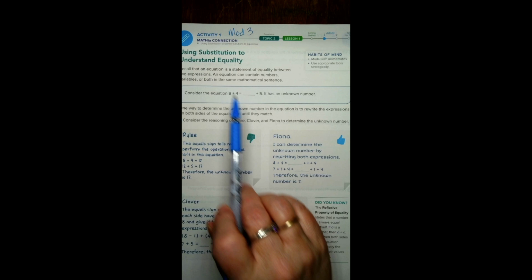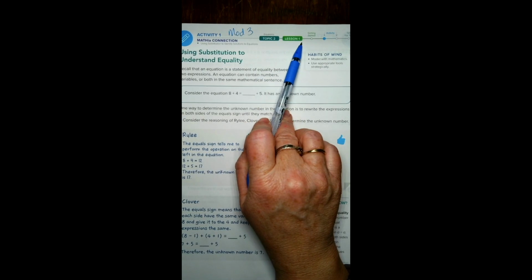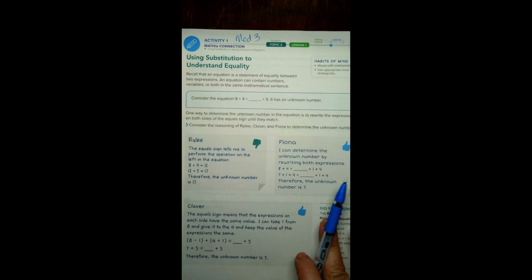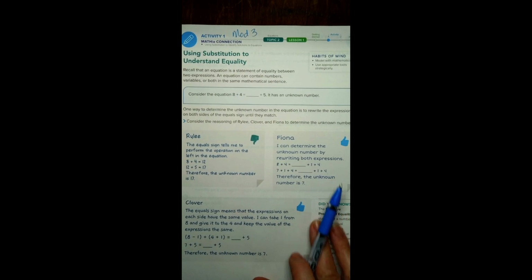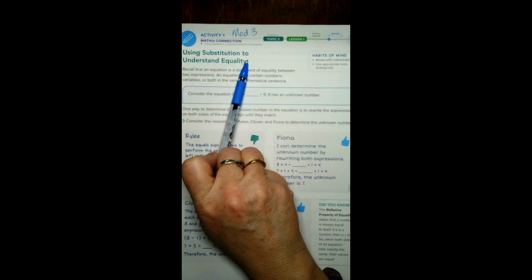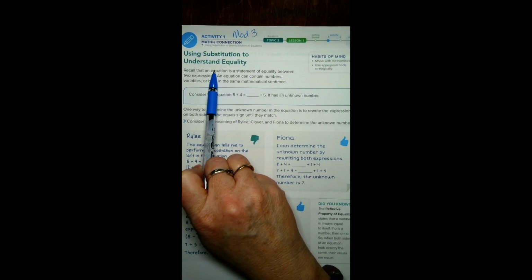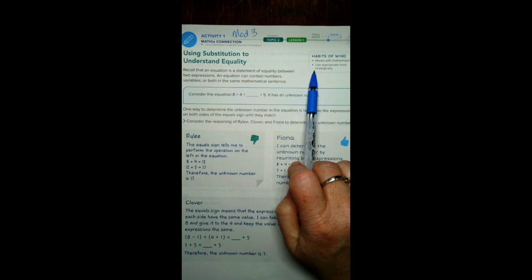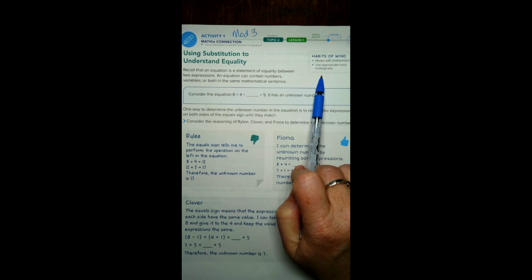Okay, welcome back. We are continuing in Module 3, Topic 2, Lesson 1, Activity 1, page 403. So there's just a whole bunch of reading on this page. I'll read through it. You can follow along. Using substitution to understand equality. Our habits of mind, our motto with mathematics: use appropriate tools strategically.